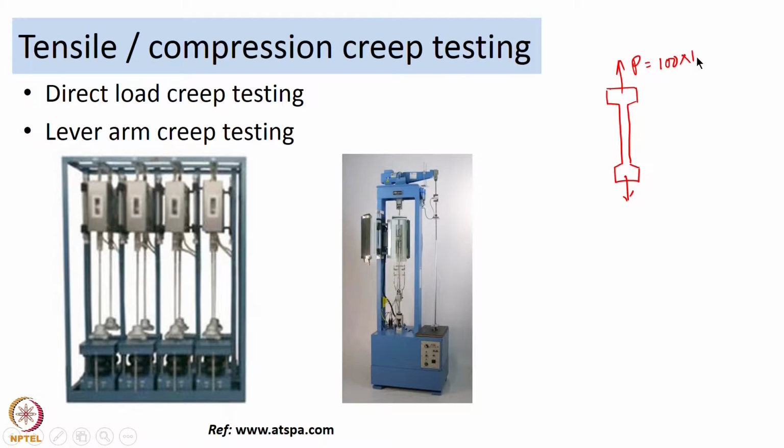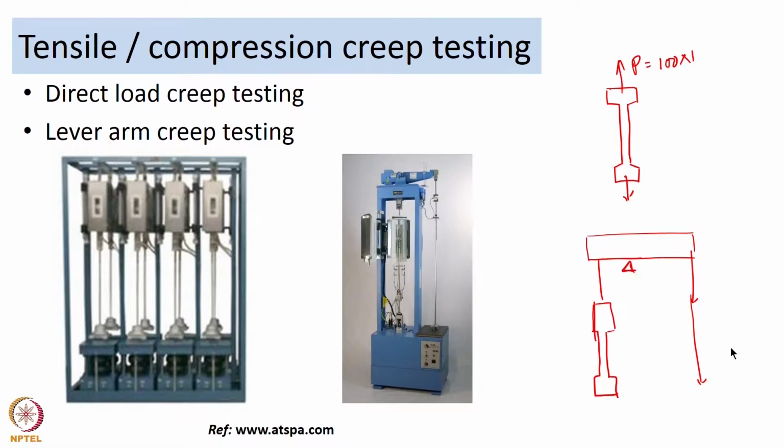Whereas, in the lever arm creep testing method, the load is not directly applied, it is transmitted through a lever arm. So, say this is your arrangement, there is a fulcrum point, and then you apply the load here, and then the load gets transmitted through the moments onto the sample, and usually the load that eventually gets applied on the sample is an amplification of the applied load, because of the balance of moment.